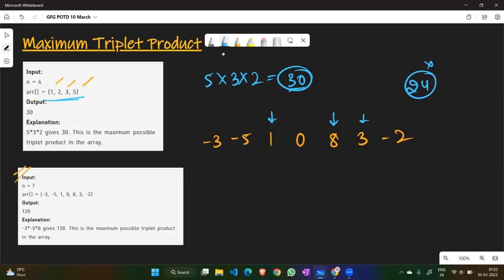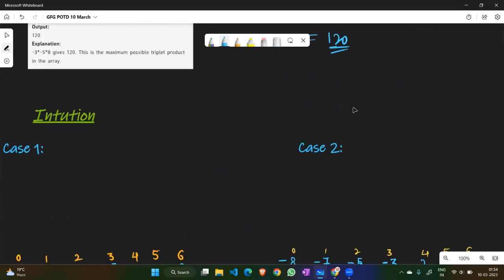But it will fail. Why? Because -3 and -5, if multiplied, will generate a positive number. And if I take the greatest positive number and multiply it by 8, it is 120. So let's discuss what the intuition behind this is.